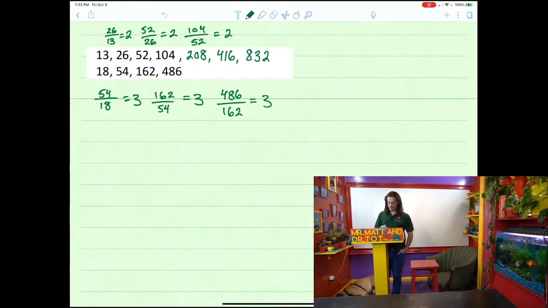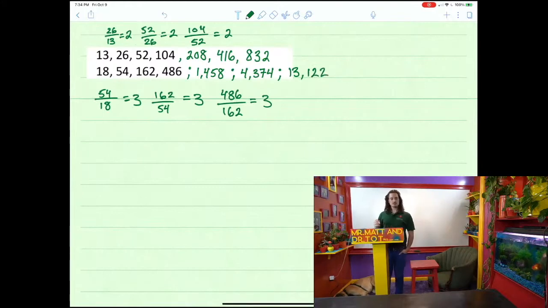If you take 486 and multiply it by 3, that would be 1,458. If you multiply that value by 3, we'd have 4,374. And then finally multiply by 3 one more time to get your last value of 13,122.